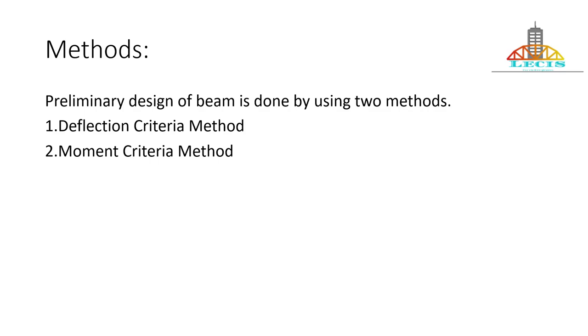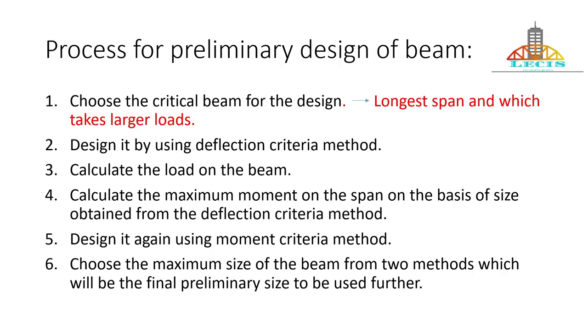The moment criteria method is all about finding the required depth of the beam such that it will be sufficient to resist the obtained moment in the given section. So what we do is we will calculate the depth from the deflection criteria method. Similarly, we will also calculate depth from the moment criteria method. And we will choose the maximum value in between them. And from the depth, we will calculate the breadth of the beam. Okay, this is the process for preliminary design of beam.